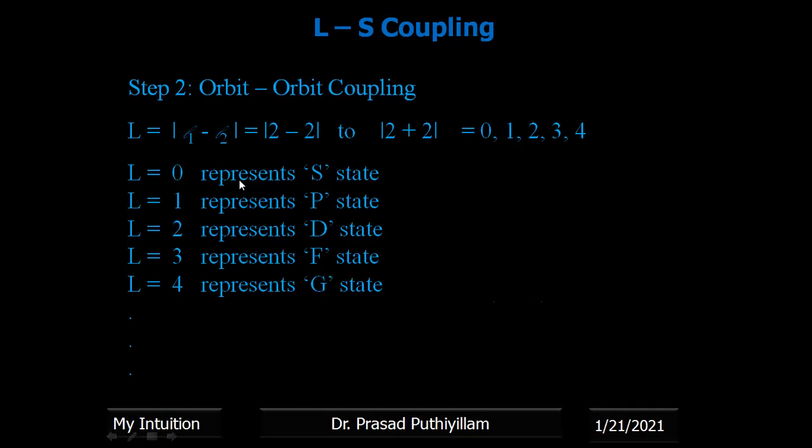Those energy states are given as: if L is equal to 0, you represent it as capital letter S state. If L equal to 1, represent as P state. L equal to 2 is D, 3 is F, and 4 represents G state.